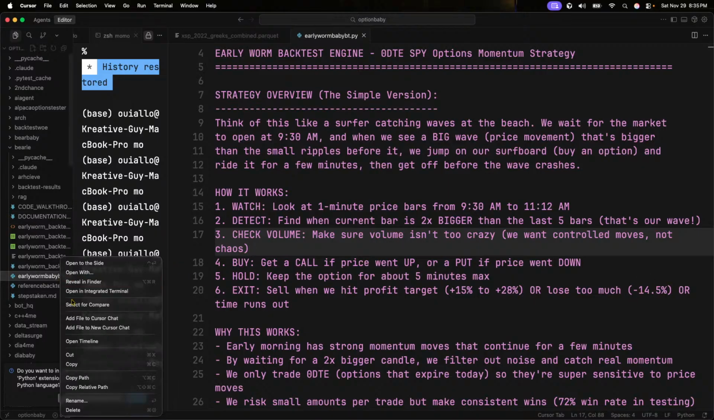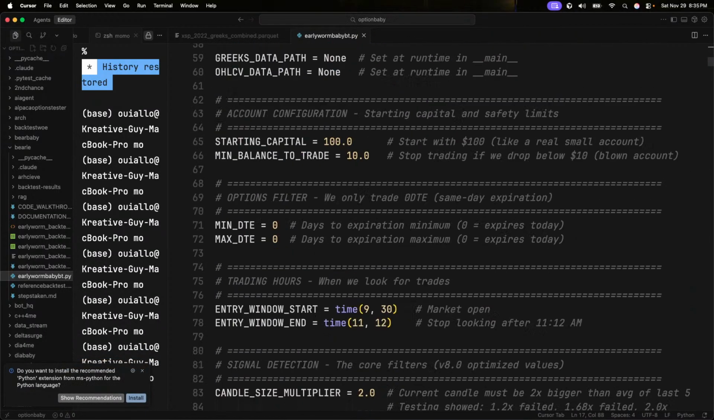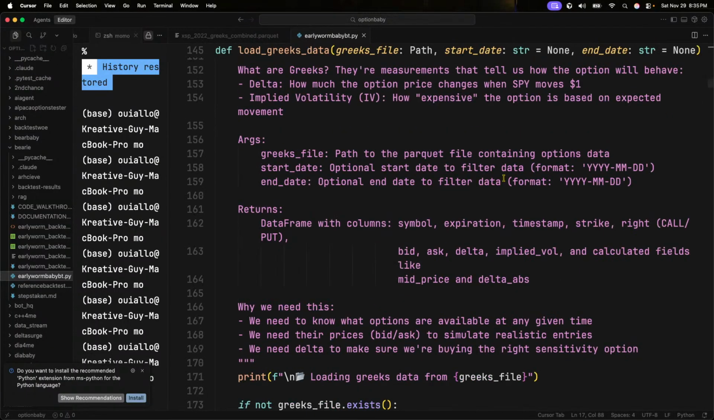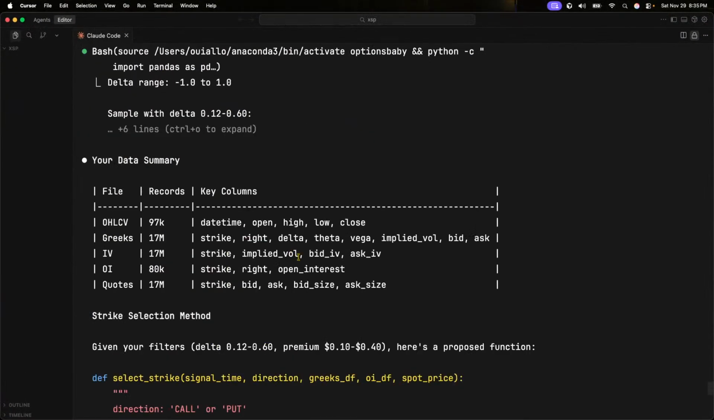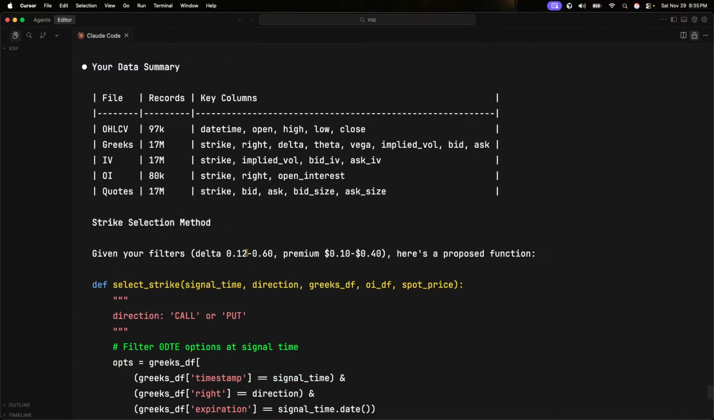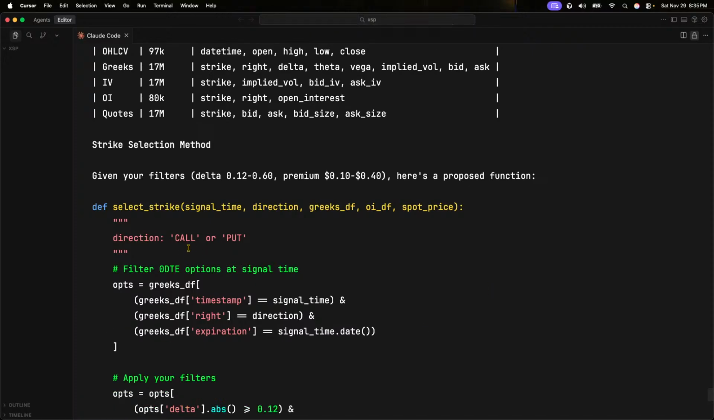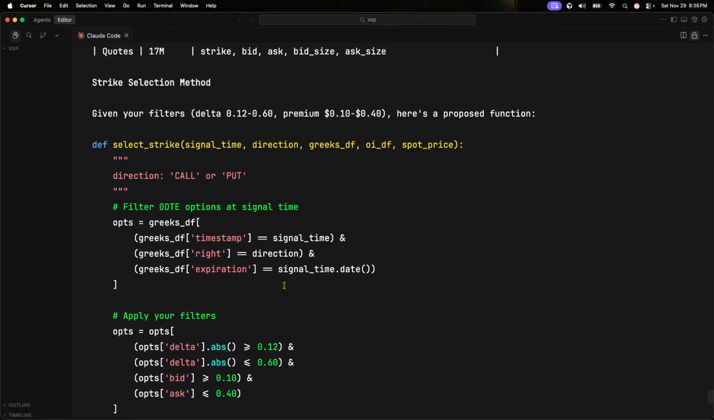So what I want to do is bring this over as an example. This is written in Python, so if you want to see more of the code, here's the strategy itself, right? So it's super dope. I'm going to use this as a reference. All right, perfect. Strike selection method, given the filters, the delta, the premium, and here's a proposed function: direction call, put, filter the option at the signal time.